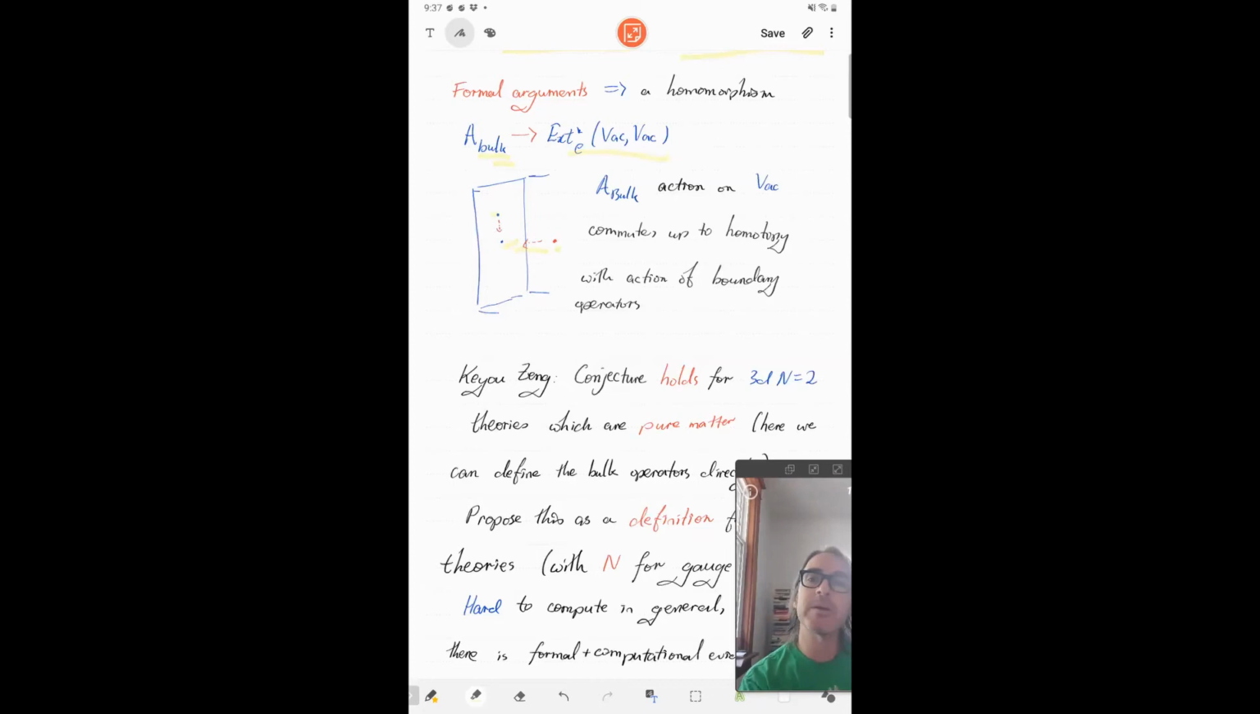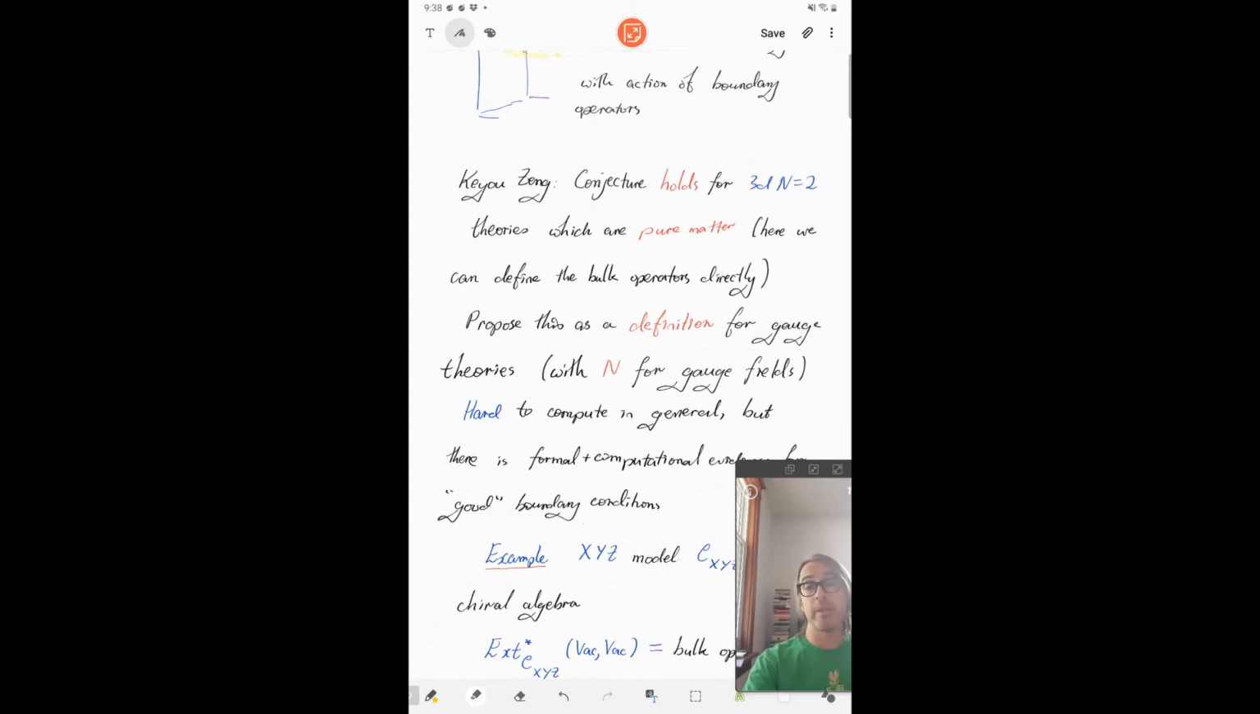But it commutes up to coherent homotopy. So that means it's an endomorphism of the vacuum module in the category of modules up to homotopy. And that's what this space is, it's the derived endomorphisms. So my student Kei Zeng checked that this really holds for n=2 theories, which are pure matter.